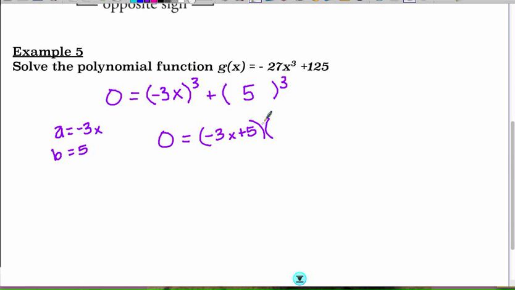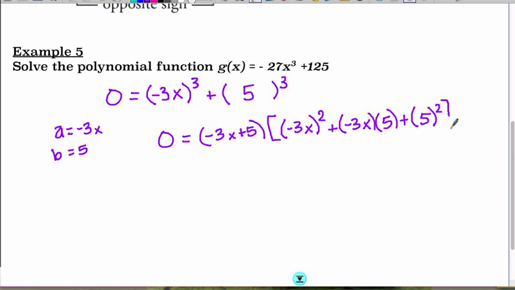I'm going to use brackets here. I've got a, -3x squared, plus a, -3x, remember same sign as before, and then I need to multiply by b, which is 5, and then always plus sign at the very end, and then I've got b squared. So now it's a matter of multiplying these out so that I can finish solving it.